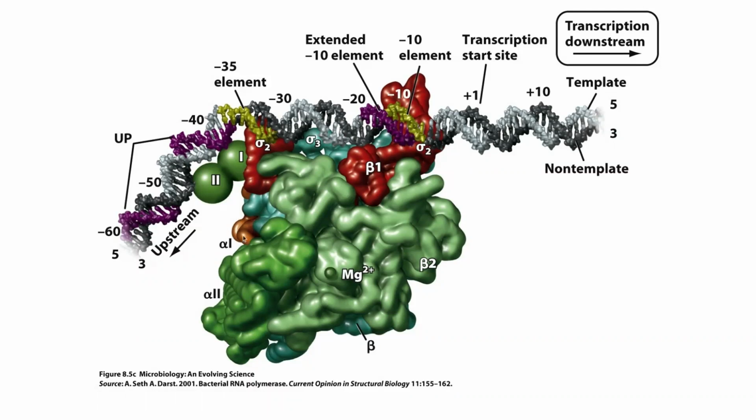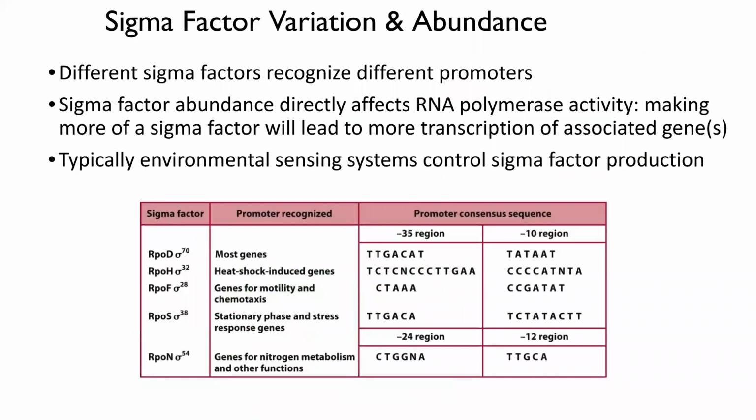in this orange blob here and this tealish blob here. So that's what it looks like in sort of a 3D structure. Now, different sigma factors do recognize different promoters. Sigma factor abundance directly affects RNA polymerase activity. So making more of a sigma factor directly leads to more transcription of that associated gene or genes. And typically environmental sensing systems control sigma factor production.